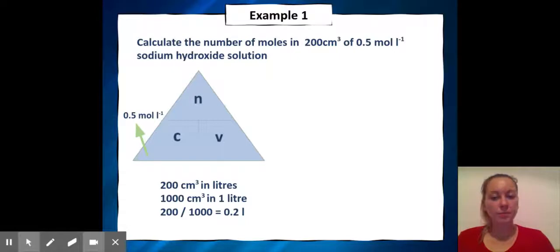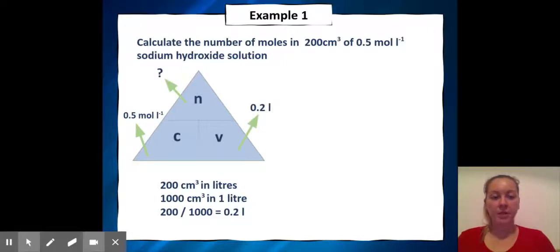200 centimetres cubed must be converted to litres. Now how we do that is we divide by 1,000. If you have something in centimetres cubed and you want to get it to litres, you always divide by 1,000. 200 divided by 1,000 is 0.2 litres.